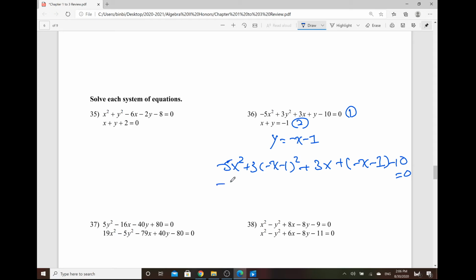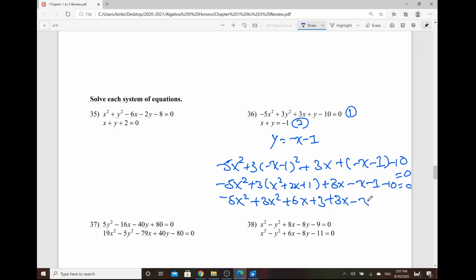So -5x squared, let's just bring it down first. And then over here, (-x minus 1), we need to multiply it, FOIL. We're using the binomial expansion, so we do have x squared, and then plus 2x, and then plus 1. And then the rest of this, plus 3x, minus x, and then minus 1, minus 10. Okay, so this one here, -5x squared, plus 3x squared, plus 6x, plus 3, plus 3x. Again, I'm just rewriting everything so I can combine the like terms in the next step.